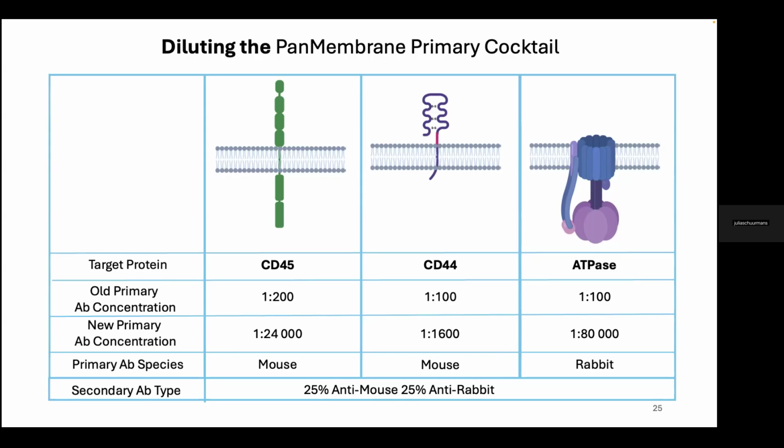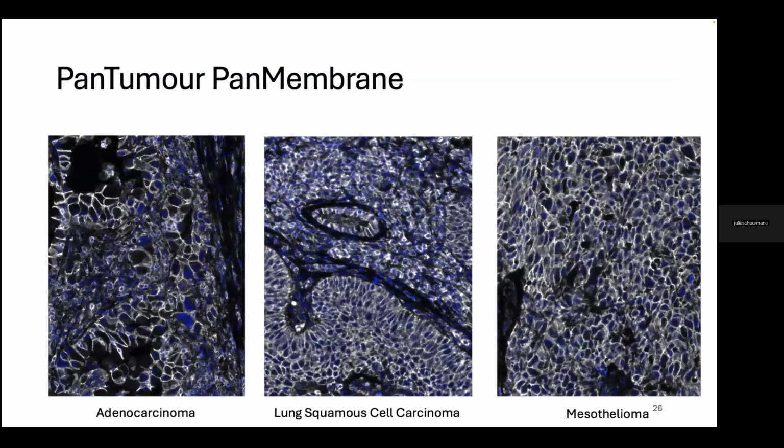And as I alluded to previously, my three markers do not all come from the same primary species. They come from mouse and from rabbit. And so I have a cocktail of secondary antibodies as well. It's a cocktail of a cocktail at 25% anti-mouse and 25% anti-rabbit. And the last thing I did when optimizing this stain is I looked at the 3 different lung cancers that my lab is currently working with, and I found that it worked across all 3, which was very exciting. Over here, we have adenocarcinoma, lung squamous cell carcinoma, and then mesothelioma.